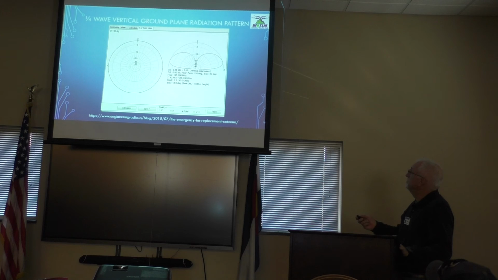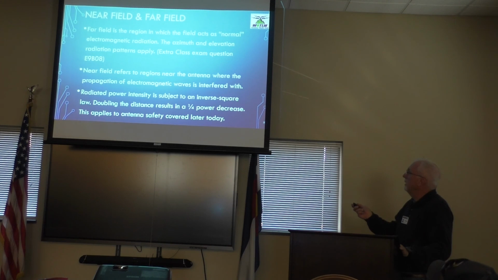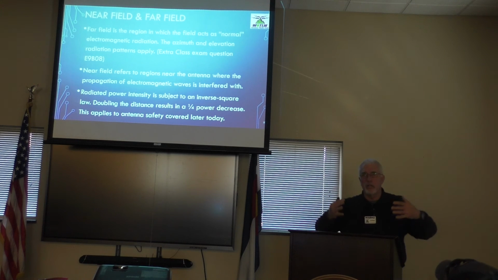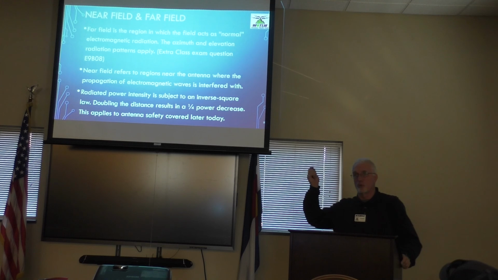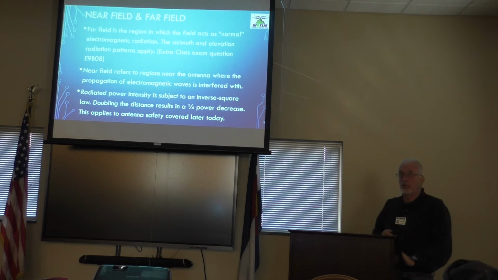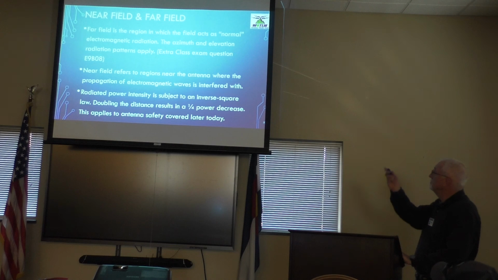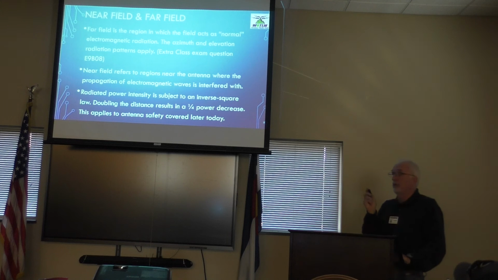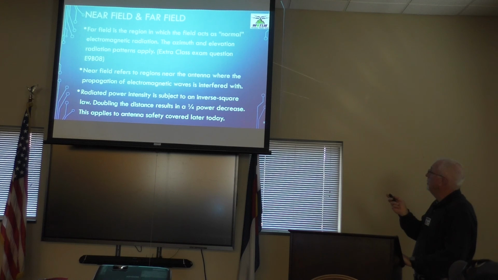Another radiation pattern. Real quickly, I don't want to spend too much time. Near field, far field. Near field is the area inside of a perimeter where these rules about propagation we talked about don't work. Close by, you're getting reflections off the ground, you're getting reflections off buildings. Don't stand too close to a high ERP transmitter or radiator for very long. Far field, it starts now to take on those patterns that we've shown you. Far field is where the azimuth and elevation radiation patterns apply. Near field refers to the areas where propagation is interfered with.